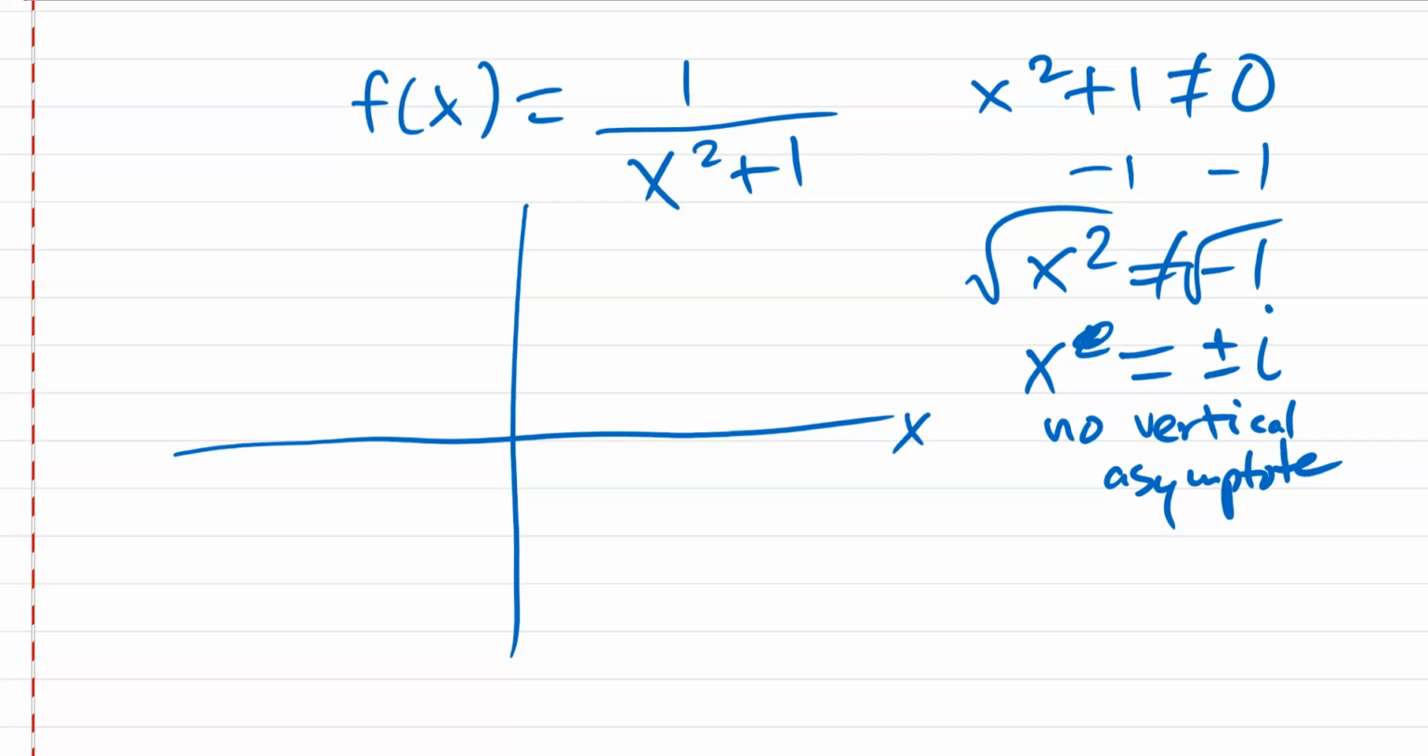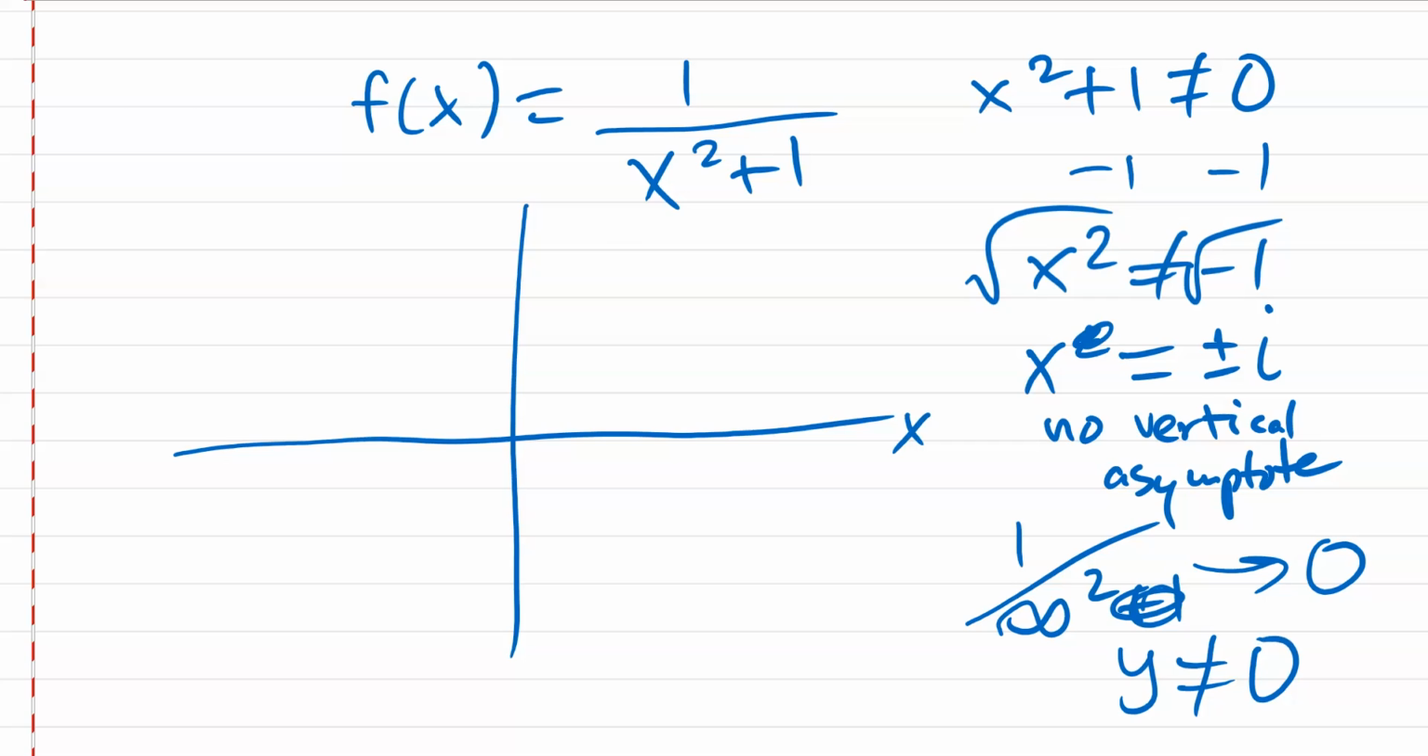Check horizontal. 1 over infinity squared plus 1. Get rid of the plus 1. 1 divided by a really big number gets really close to 0. There is a horizontal asymptote at 0. So what is this graph going to look like? Well, basically, it's going to be getting close to 0 to the right and the left, but what does it do in the middle? Normally it does these little shapes, right?